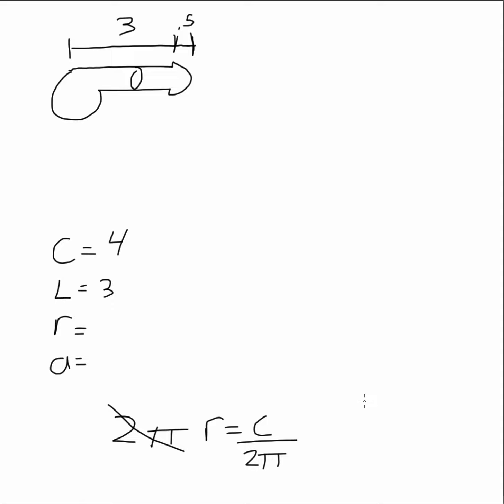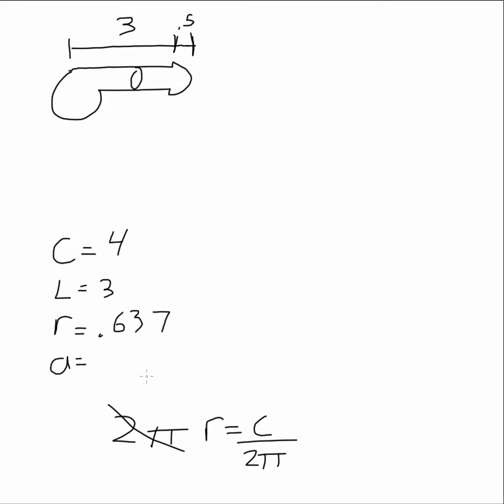Let's see. 4 over 2 pi. What the hell is wrong with this calculator? Sorry, hold on. I'll just look it up on my computer. So 4 over 2 pi, we get 0.6366197. So we'll just say 0.637 is our radius. Perfect. So we got that.